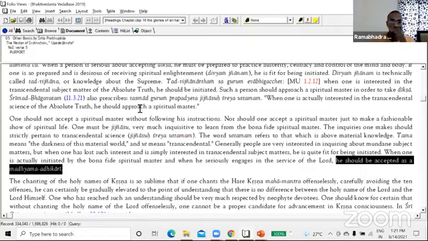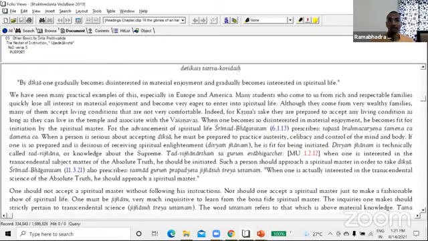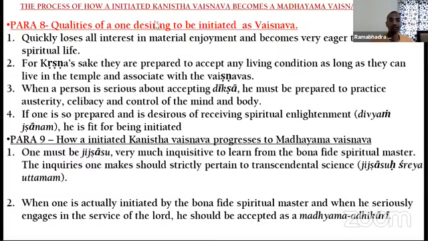So here in these two paragraphs, Prabhupada is speaking about how one from the Kanishta comes to the Madhyama platform. Firstly, in paragraphs 8 and 9, the qualities of one desiring to be initiated are mentioned. He loses interest in material enjoyment and is eager for spiritual life. For Krishna's sake, he is ready to live in any condition. He is serious about accepting the Diksha.